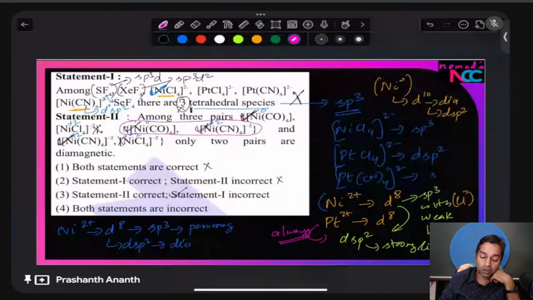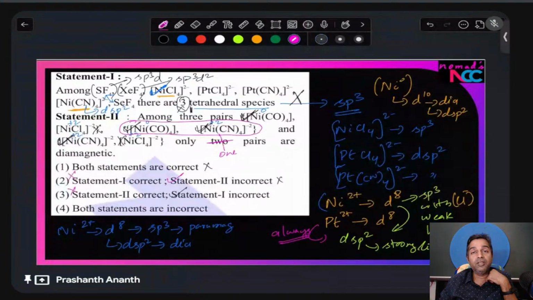So this is also wrong. The answer is supposed to be only one. So both statements are incorrect over here. Technically speaking, this is wrong, this is wrong, and the correct answer in this particular case is that both statements are incorrect. All right, this page did not go out very well because I have not really planned it out perfectly.